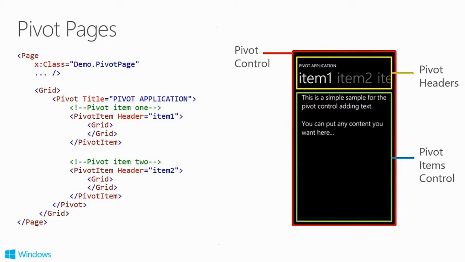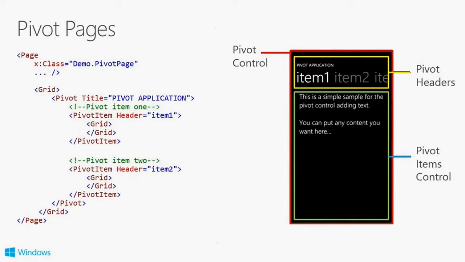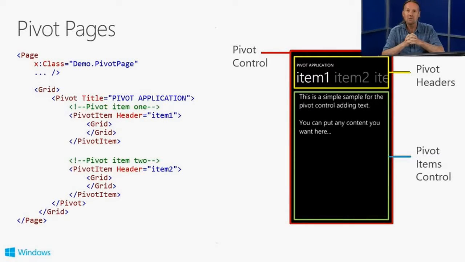And in the way that you use it, you have your page object, the class object, the pivot page, and inside that you have a grid, the container control. So you must always have a single control inside the page, which is the container for everything else. And then inside that, you just stick a pivot. And the pivot actually fills the whole of that page control.